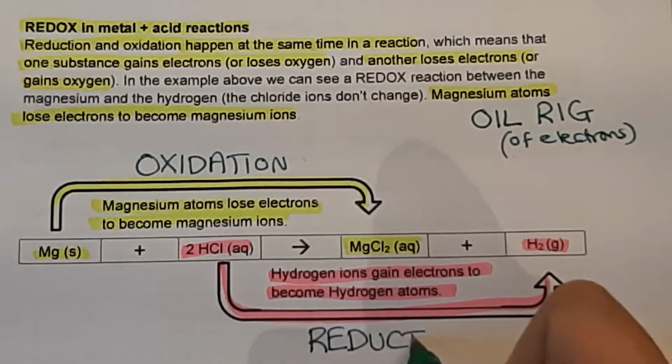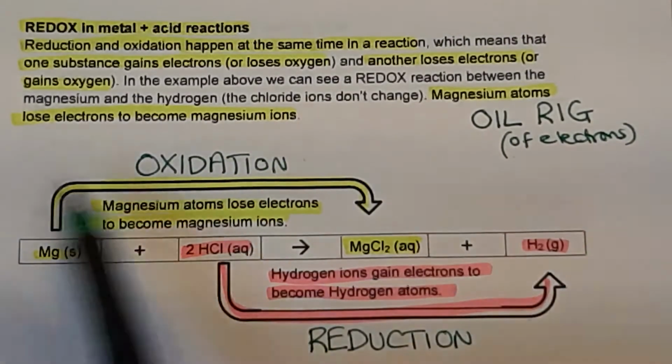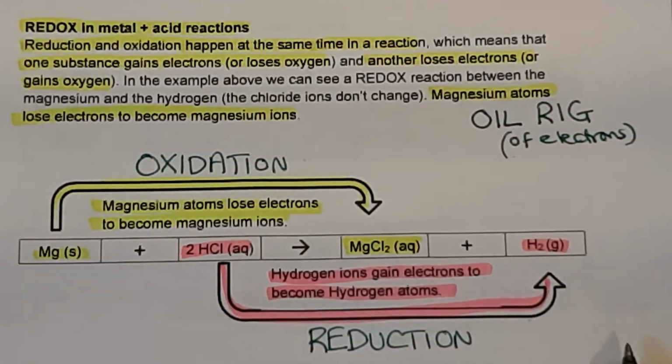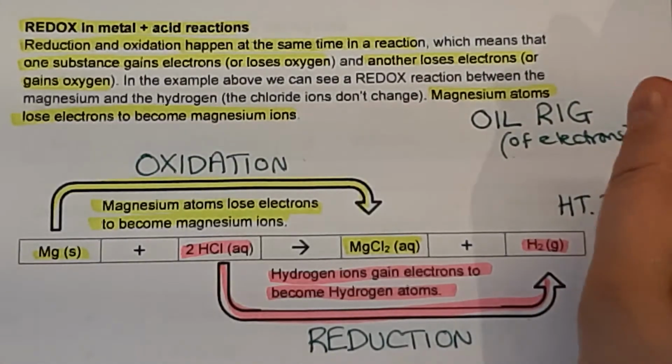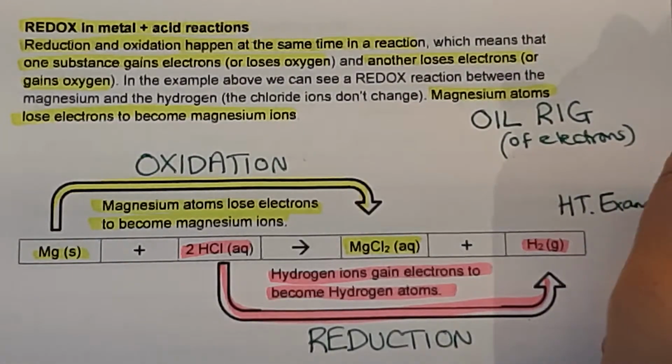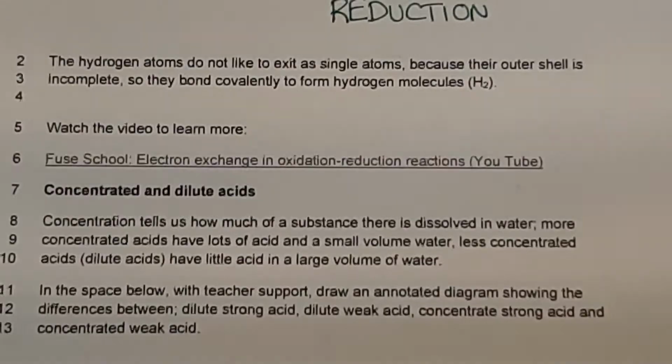Now only higher tier students would need to be able to identify this by the electrons. If you're a foundation tier student, you'd only be expected to know whether it's lost or gained oxygen to identify whether this is reduction or oxidation. So you wouldn't need to identify where oxidation and reduction occurred if you're a foundation tier student in this example. So I'm just going to put here that this is a higher tier example. Okay, so I'm going to move on.